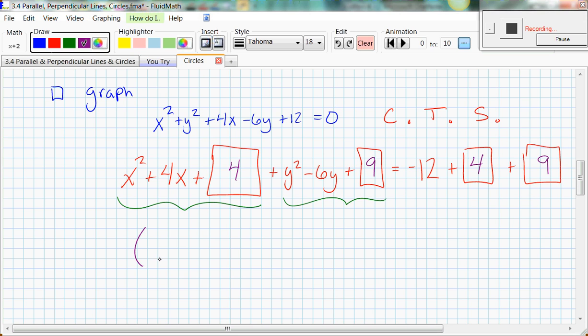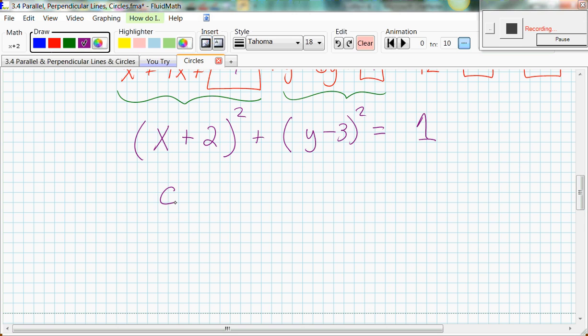So that means that this whole piece will break down to a perfect square trinomial of x plus what squared? 2. Very good. Plus the quantity y, help me out, folks. 3. Y minus 3 quantity squared equals. On the other side, how much is negative 12 plus 4? Negative 8. Negative 8 plus 9? 1. Hey, now we're in business.